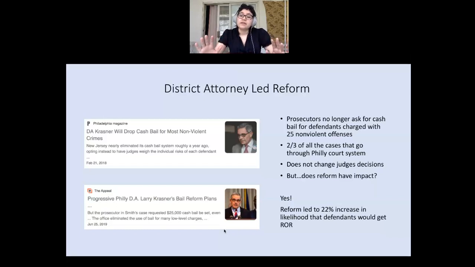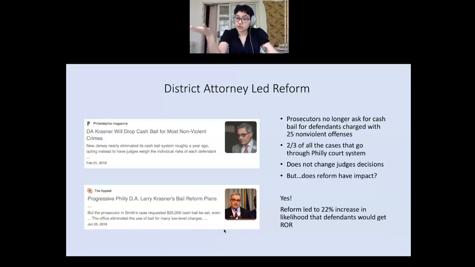So this particular reform made it so prosecutors can no longer ask for cash bail if defendants are charged with 25 nonviolent offenses, and there's a list of them that they can't ask for bail. So this is on the prosecutor's side. And so this applies to 2/3 of all cases that go through the Philly court system, and it doesn't change judges' decisions.